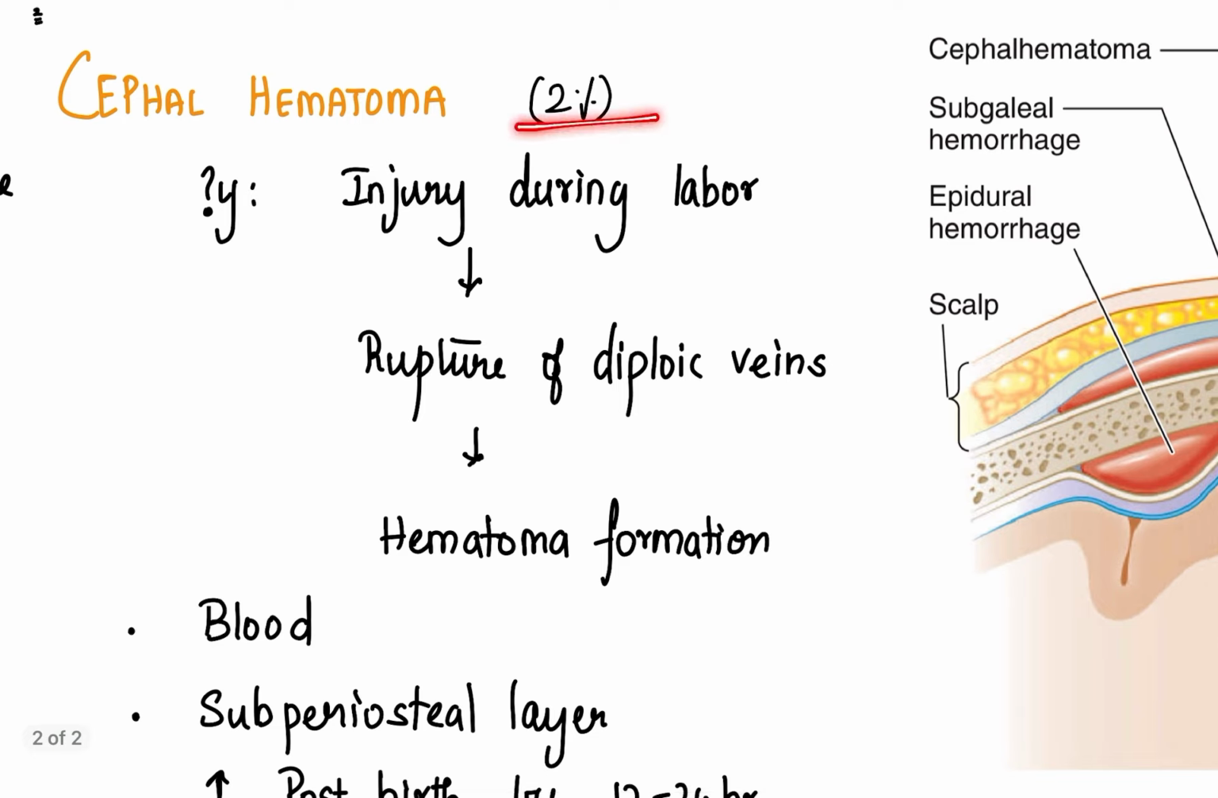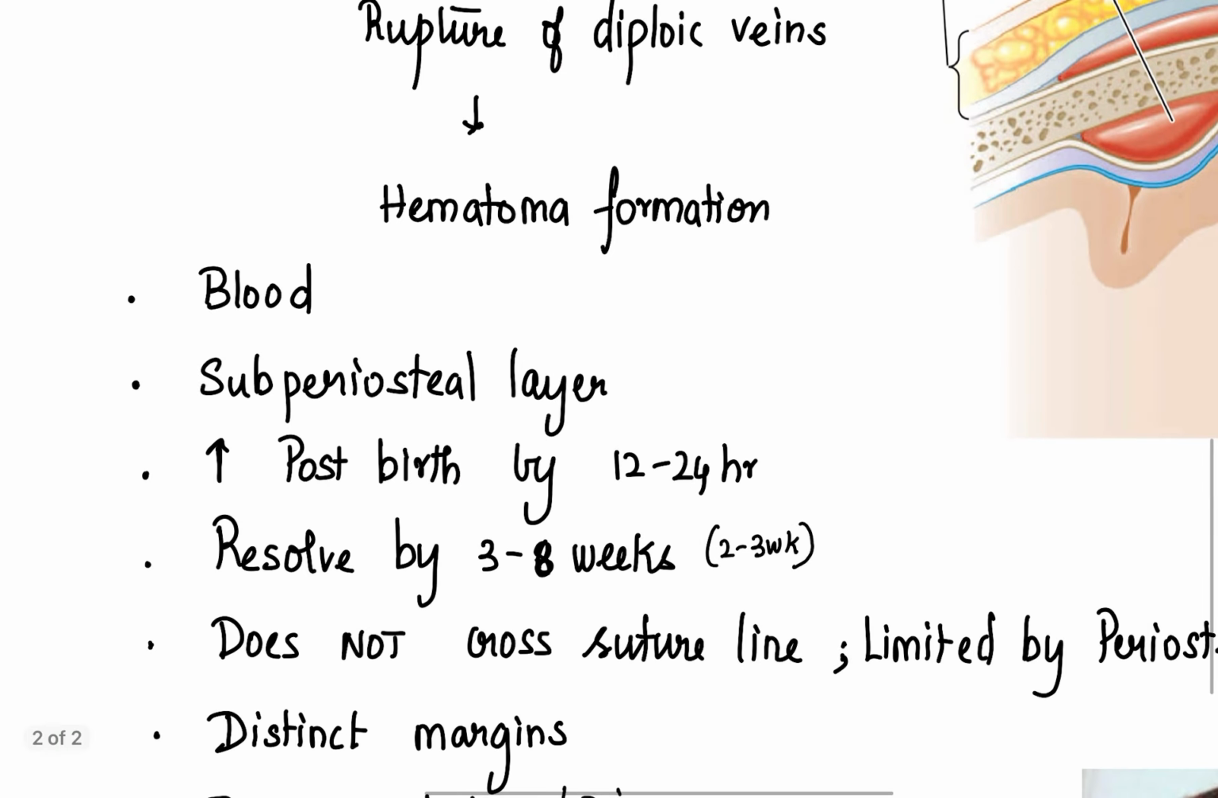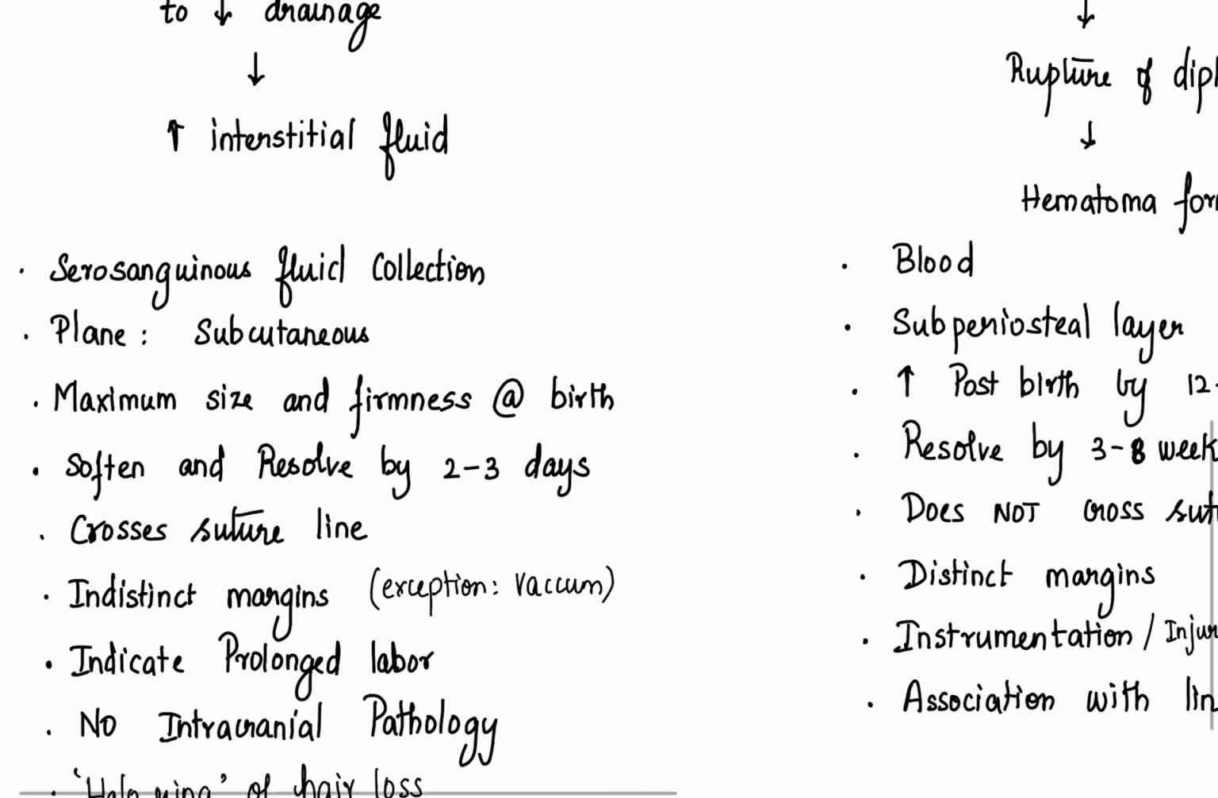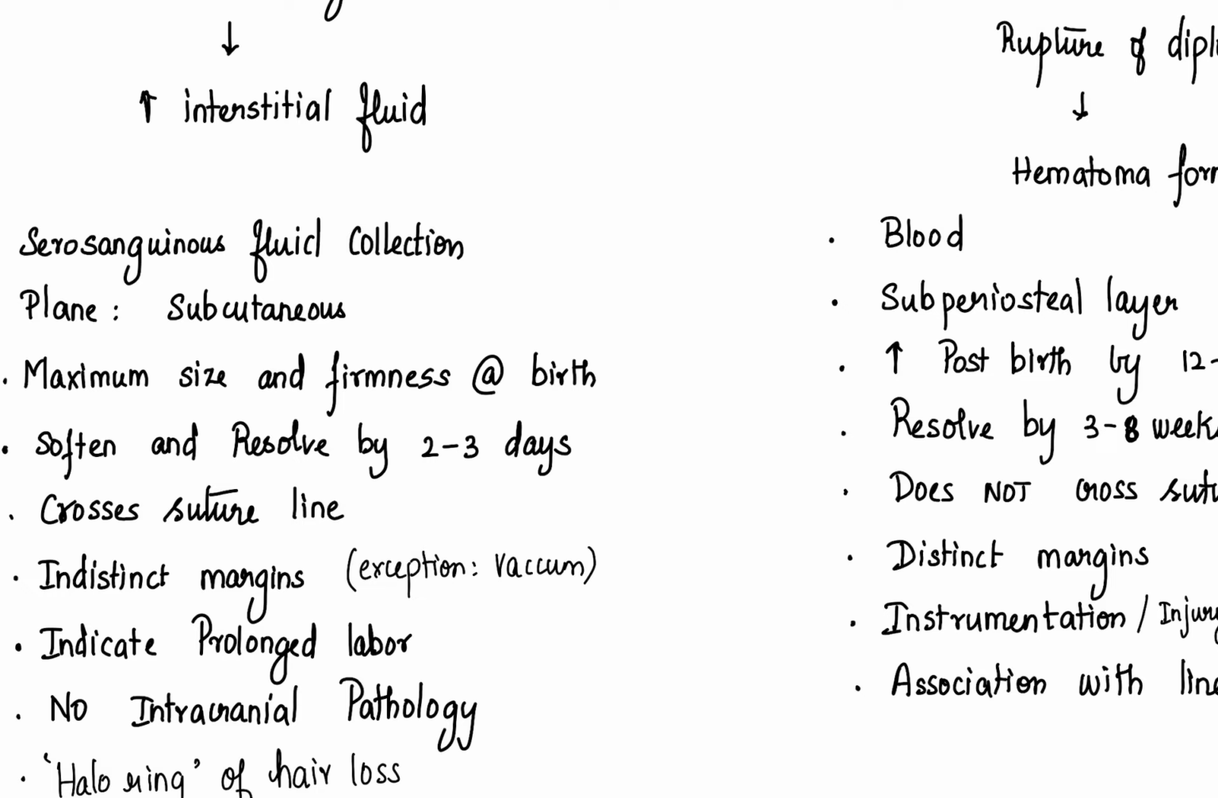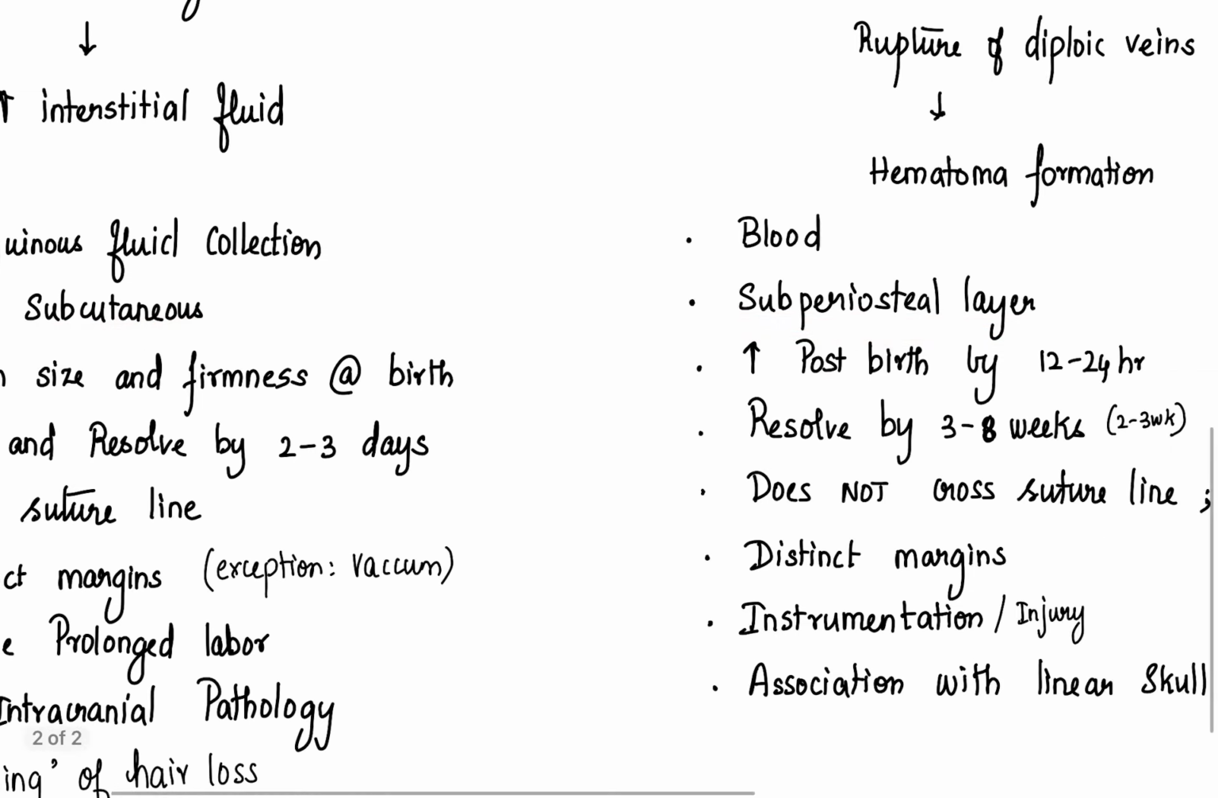Cephalhematoma occurs in 2% of the babies. It occurs secondary to trauma during labor, resulting in rupture of diploic veins. This rupture of diploic veins results in hematoma formation. So what is this? This is actual blood collection, unlike caput where you had serosanguinous fluid collection. Okay, this is blood. Where does it happen? It happens below the periosteum in the subperiosteal layer, whereas your caput happens in the subcutaneous plane.